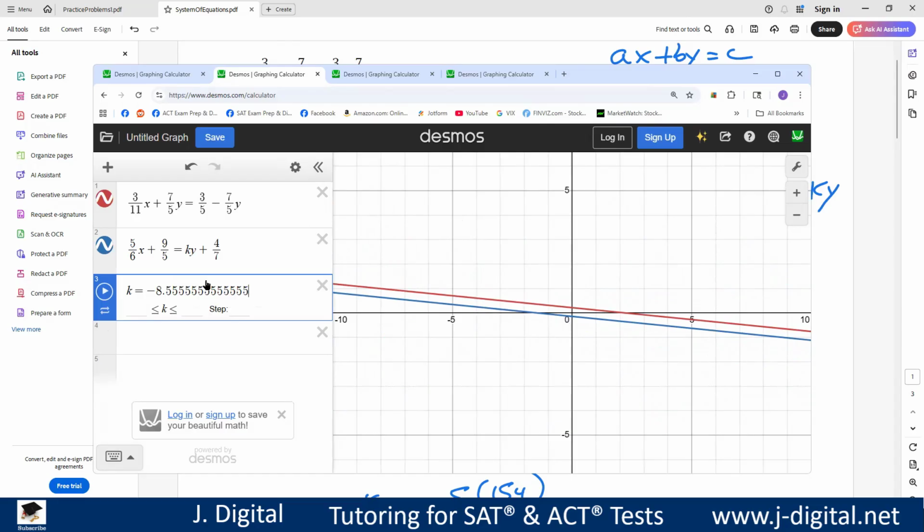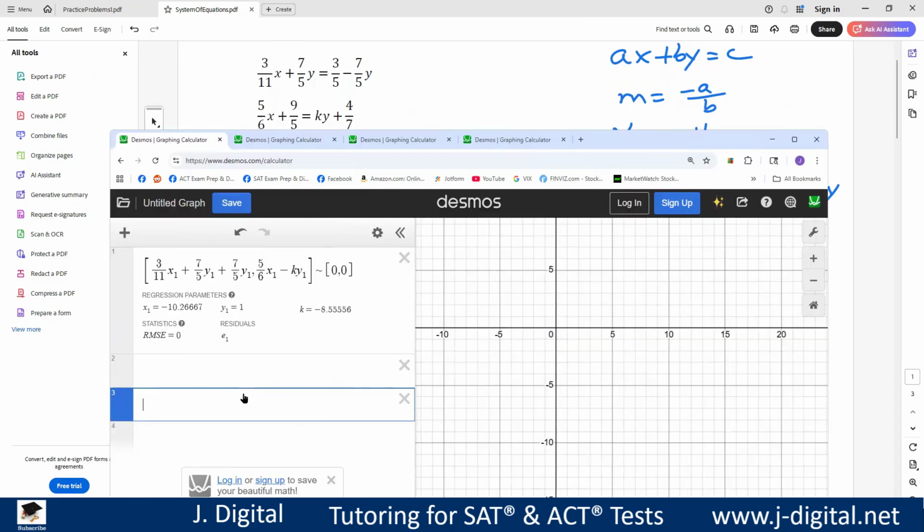Okay. Now there's a different way you can do it, and you know, we only care about the slopes for these really. So what we can do here is use regression. Now we really only care about the slope, so what we're going to do is zero out the non-variable terms. So the 3/5 in the first equation, let's make that 0. The 9/5 and 4/7 in the second equation, just make those 0. Okay. We're going to get the x and y's to the same side. So we'll have 3 over 11 x1. Remember, for regression, you can't use x or y. You gotta make them x1, y1, or a different variable.